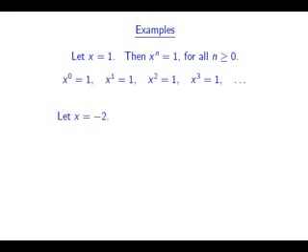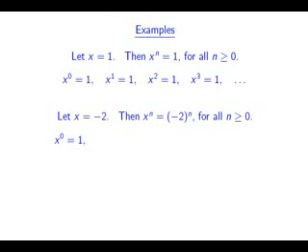Next, let x be minus 2. Then x to the power n equals minus 2 to the power n for all n greater or equal to 0. Now the first few elements of our sequence are minus 2 to the power 0, which is 1, minus 2 to the power 1, which is minus 2, minus 2 to the power 2, which is 4, minus 2 to the power 3, which is minus 8, and so on.